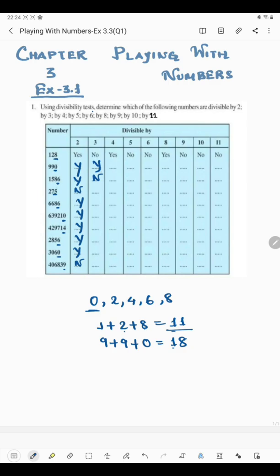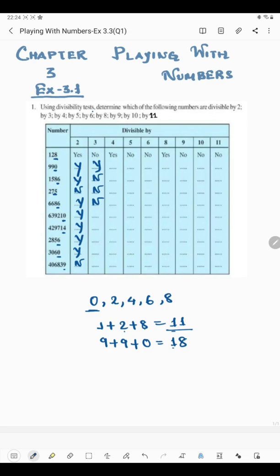Okay. Now next we have 275. Again we will add all of this. 7 plus 5 is 12, 12 plus 2 is 14, which is not divisible by 3. So we will write no. Next we have 6 plus 6, 12, 12 plus 8 is 20, 20 plus 6 is 26. So here the sum of the digits of 6686 is 26, which is not divisible by 3. So we will write no.